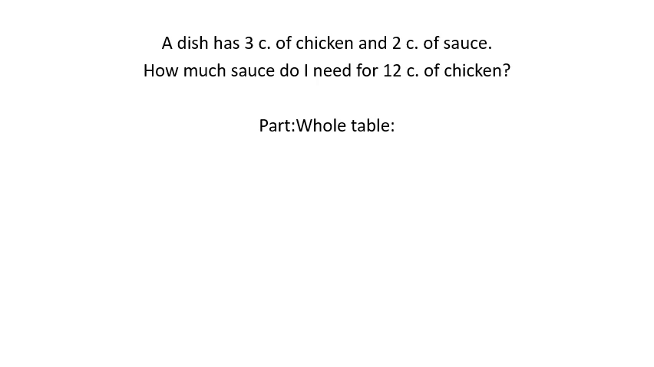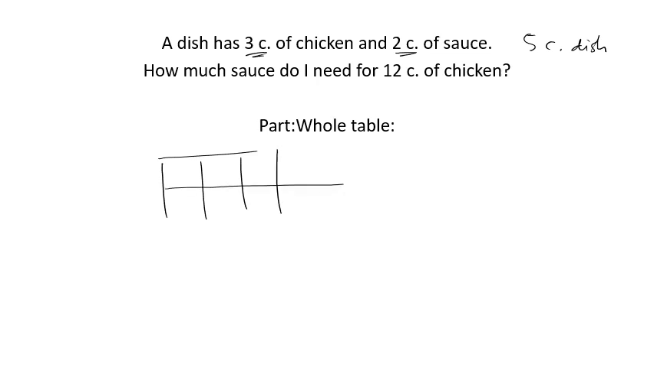So we know that if we have 3 cups of chicken and 2 cups of sauce, then we're going to have 5 cups of dish. So we've got 5 cups of the dish. So I can draw a little diagram. 1, 2, 3. And so here's my chicken, and here's my dish. So I know this is in 3 to 2, so I can see here's my 1, 2, 3 for the chicken, here's my 1, 2, 3, 4, 5 for the dish. And now I want 12 cups of chicken.